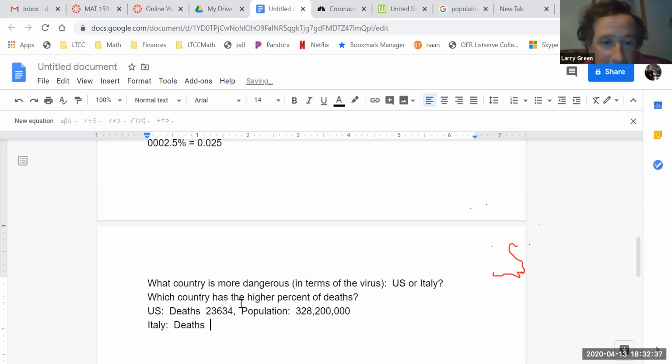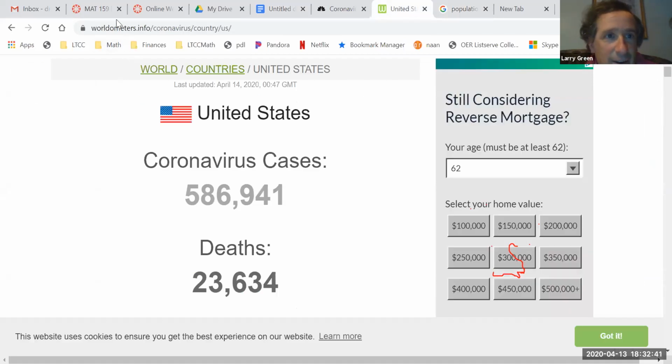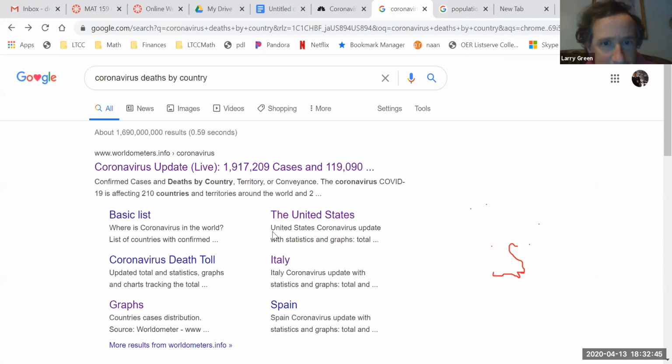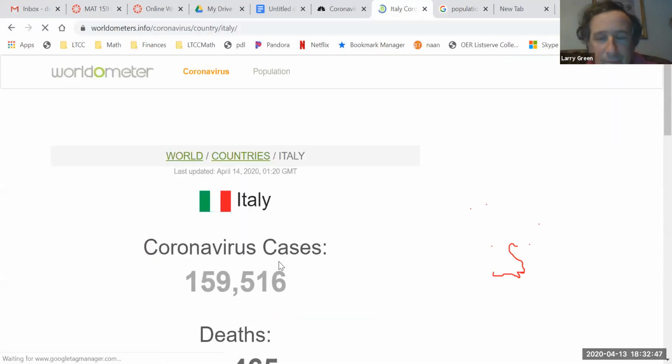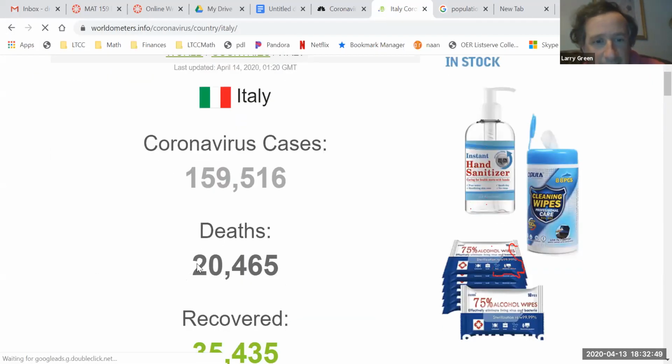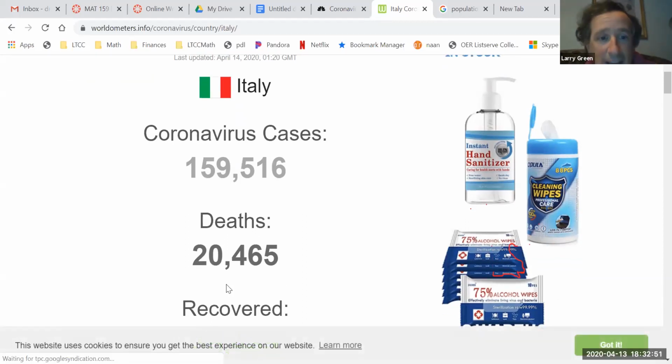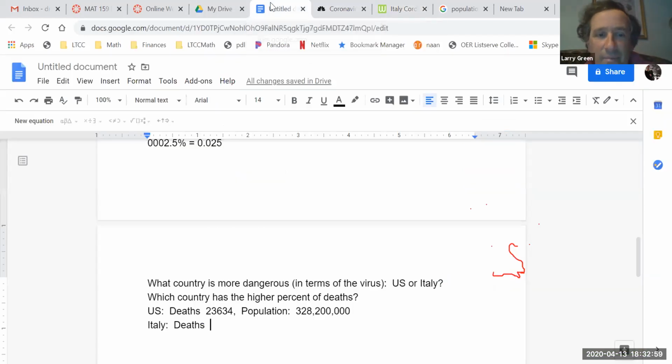Now let's do Italy. And let's find the deaths in Italy. So all you have to do there, I think this page actually has it by country. There's Italy. And that is 20,465 have died. Okay.